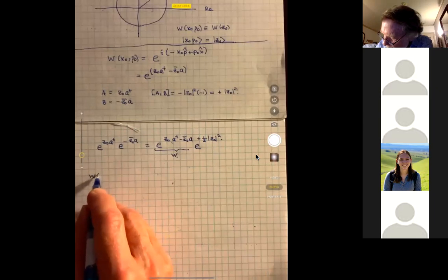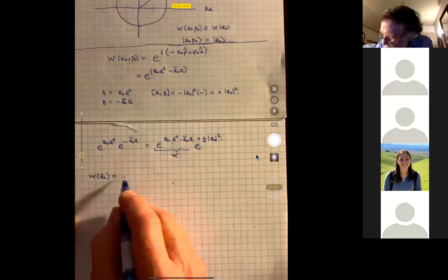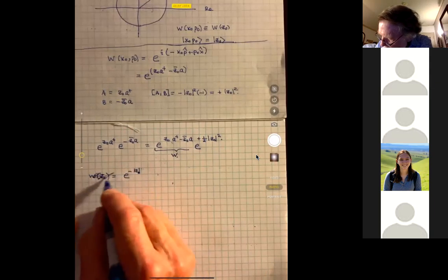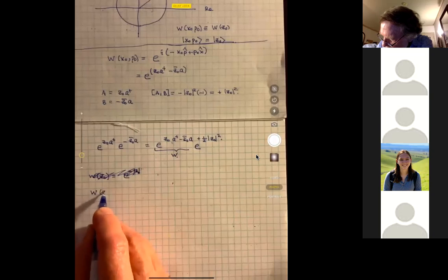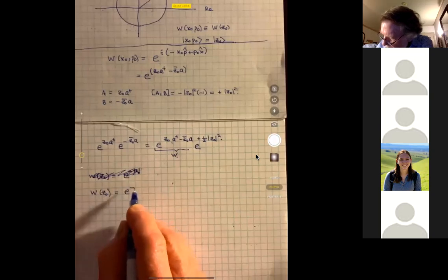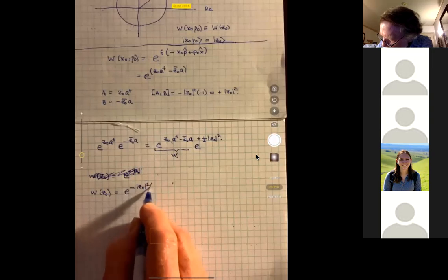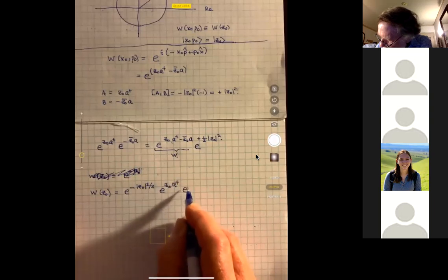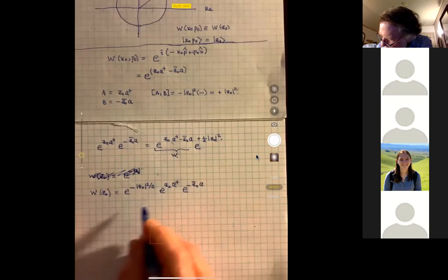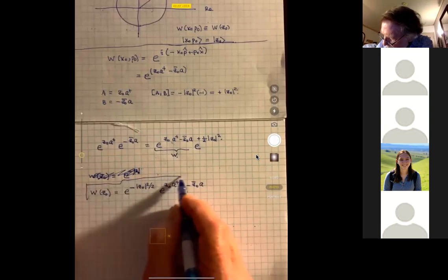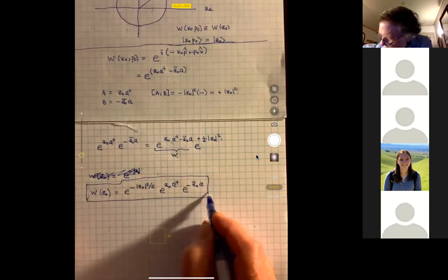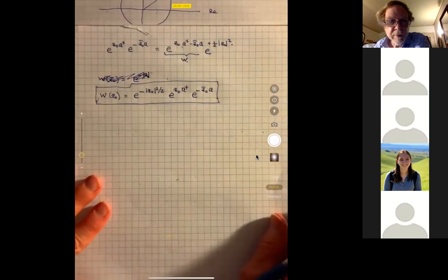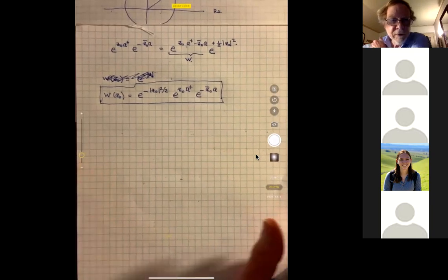So we then have this useful expression. Let me write it out carefully. W of Z0 is equal to e to the minus mod Z0 squared divided by 2 times e to the Z0 A dagger times e to the minus Z0 bar times A. All right. And this is a useful expression for the Heisenberg operator. Now, why? Because we want to apply this to the ground state of the harmonic oscillator to get our final coherent state. So let's do that.